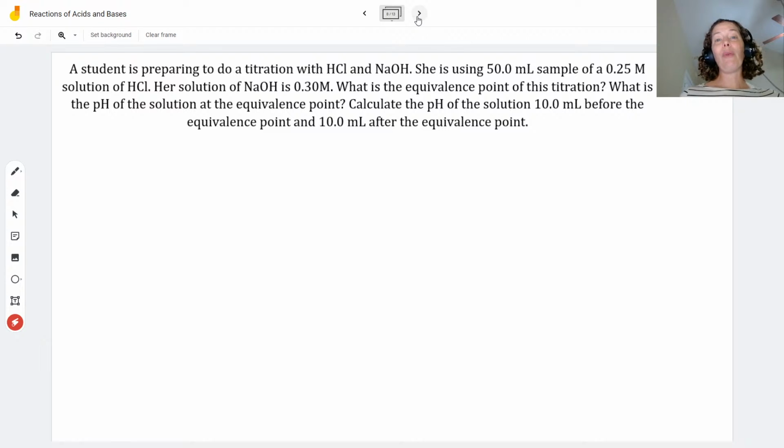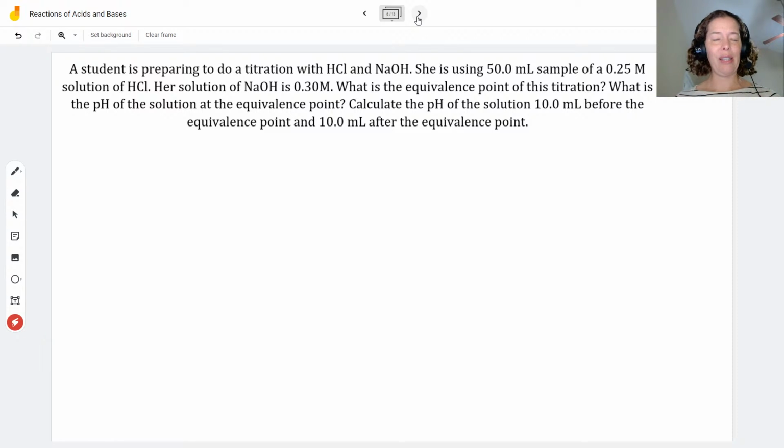Okay, so now we're going to do neutralization. So there are two problems that I hope to get through, but I don't know if we will because they're going to take a while. I want to do a titration of a strong acid and a strong base, and I want to do a titration of a weak acid and a strong base. And I don't just want to do one calculation with this, I want to do a couple calculations.